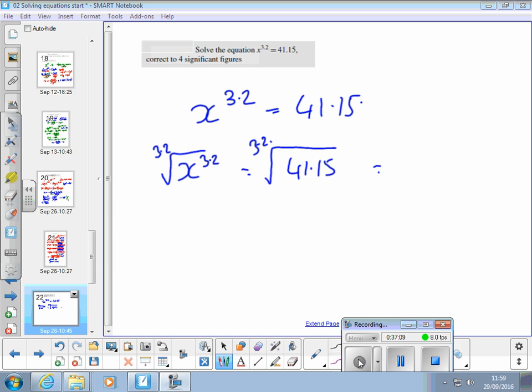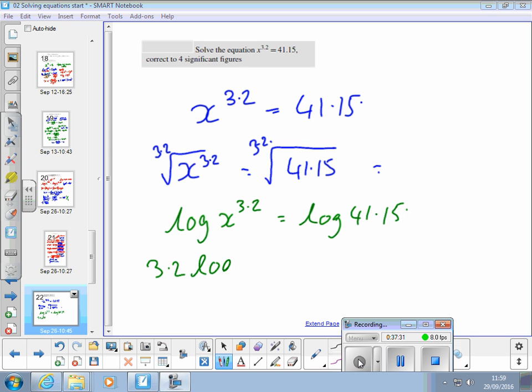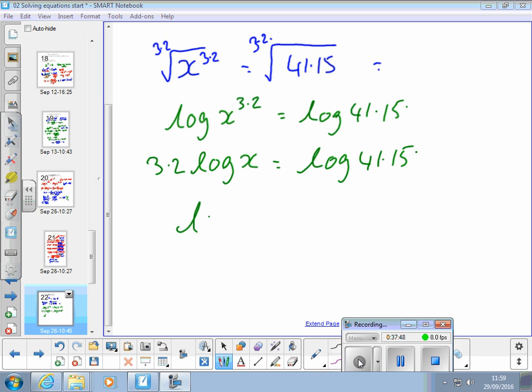So you take a log of x to the 3.2 is equal to a log of 41.15. Yep. We apply the log laws: 3.2 log of x is equal to a log of 41.15. Yep. So the log of x is equal to log of 41.15 over 3.2.